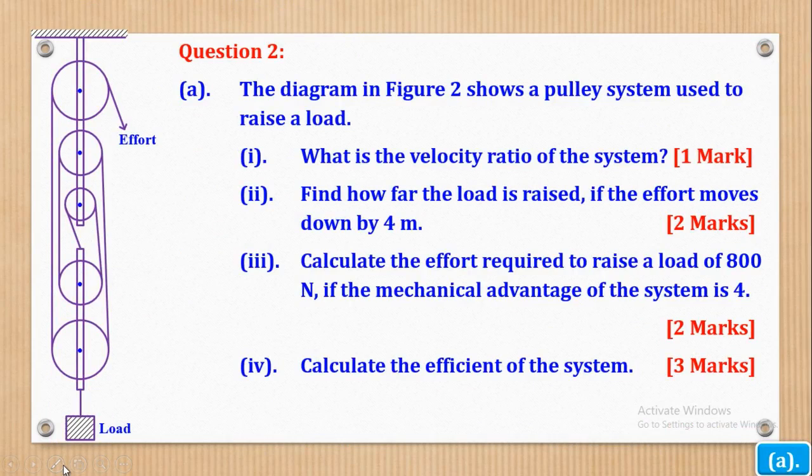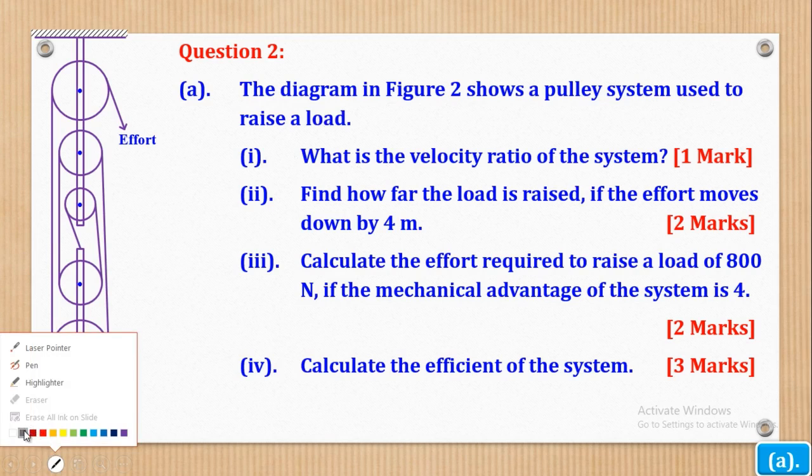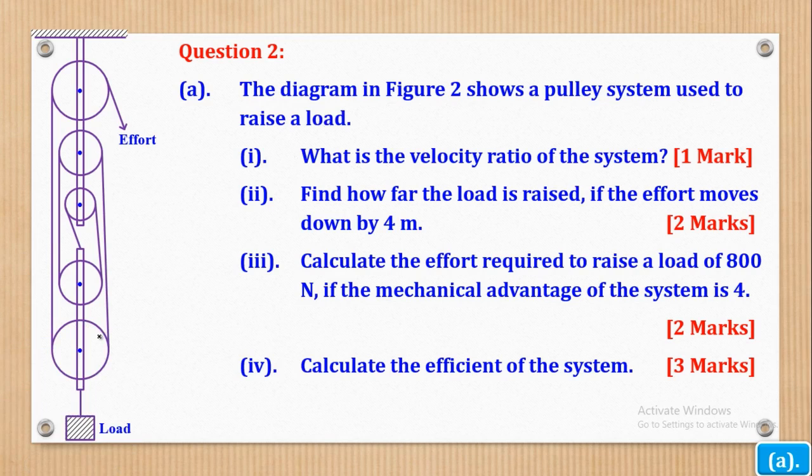Now we shall go to question 2. Question 2 says, part A, the diagram in figure 2 shows a pulley system used to raise a load. Roman 1, what is the velocity ratio of this system? So velocity ratio can be got in 2 ways. One, by counting the number of pulleys. So 1, 2, 3, 4, 5. That means that the velocity ratio is 5.